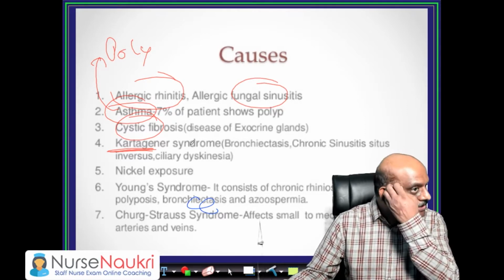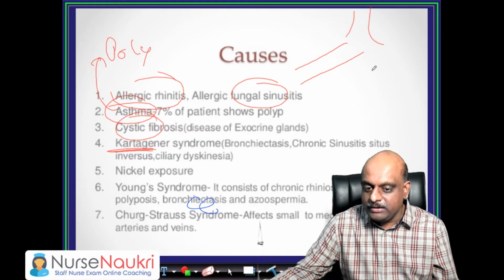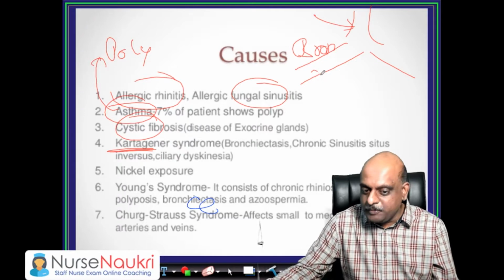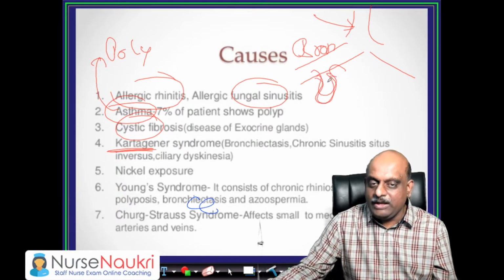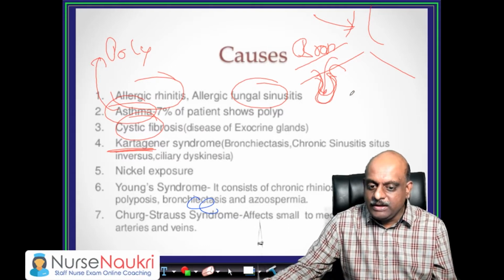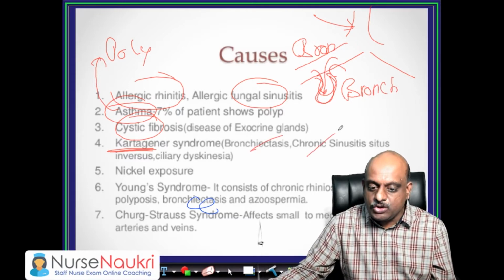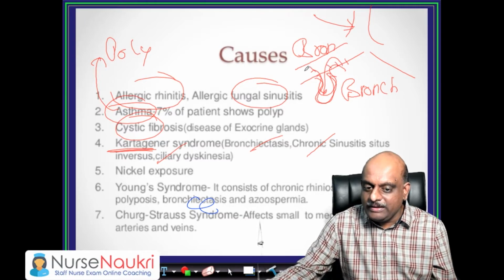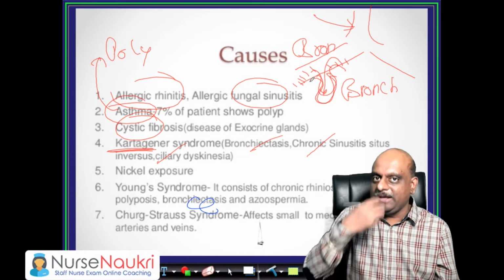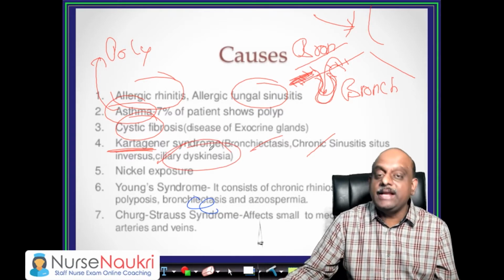So what is Kartagener syndrome? Typically their bronchi. So what is a bronchi, sister? Trachea becomes bronchi, right? The wall of the bronchi can typically develop pouches, dilatation. That's called bronchiectasis. So they can have bronchiectasis, chronic sinusitis, and typically there are cilia in our respiratory epithelium. Their cilia cannot move. That's called ciliary dyskinesia.